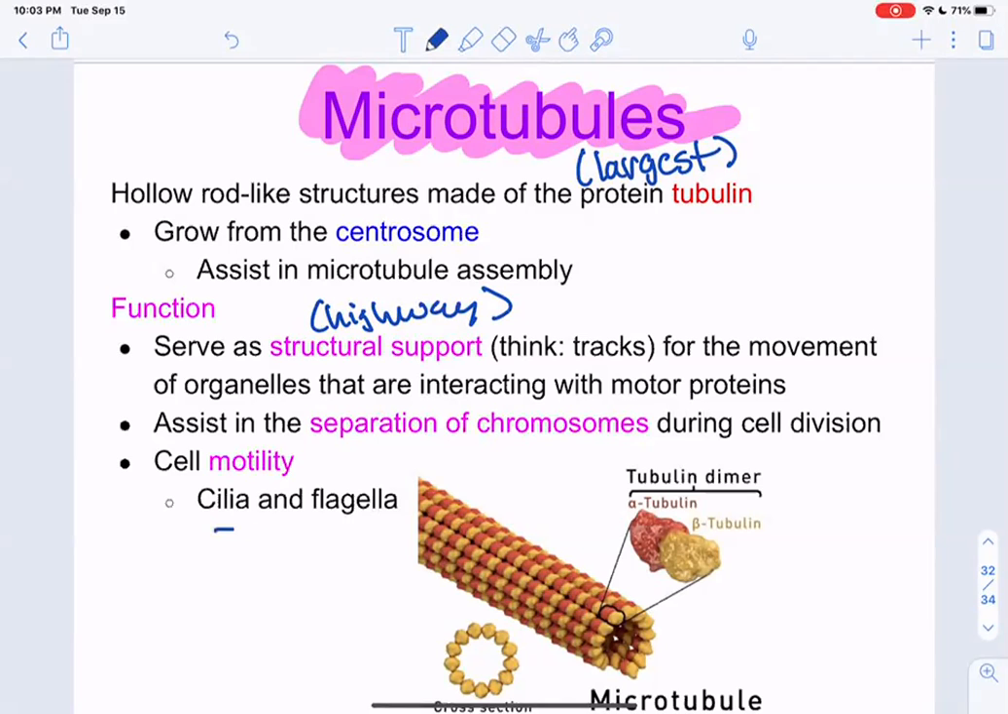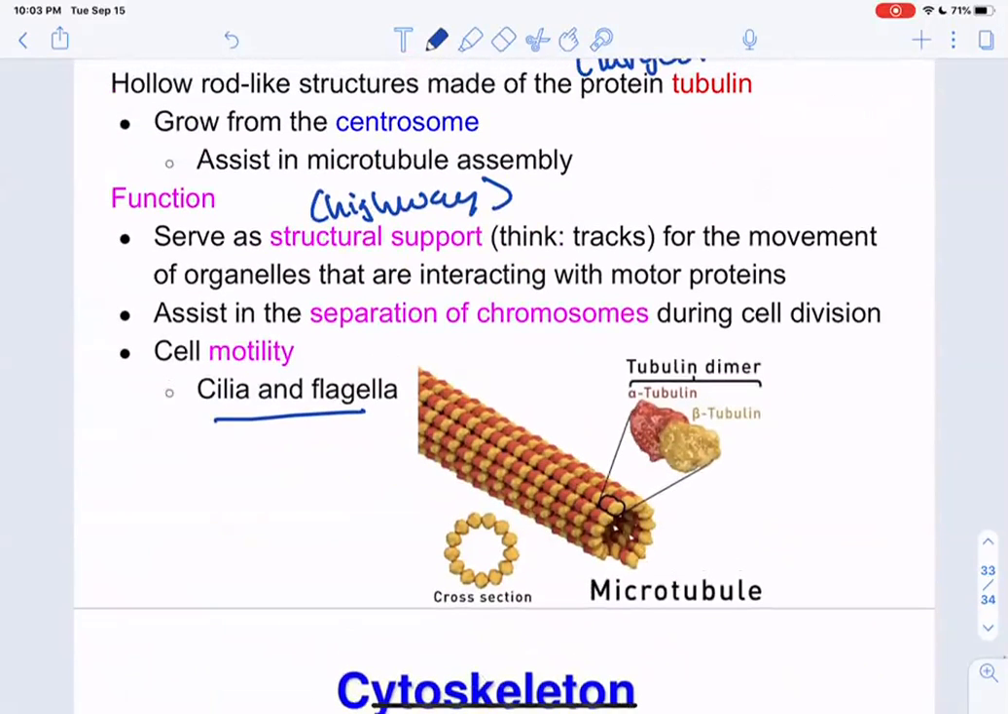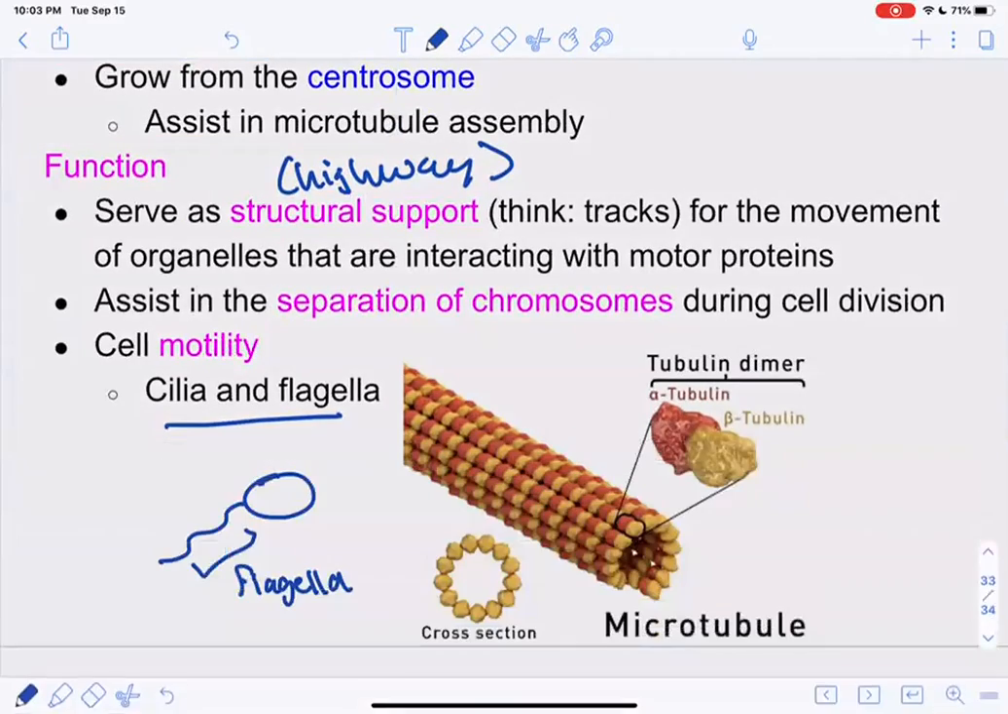And this is where we're going to see cilia and flagella come into play. When we talk about flagella, let's think of a sperm. Flagella are the tails of the sperm. Other bacteria have it, but this is the more classic example.